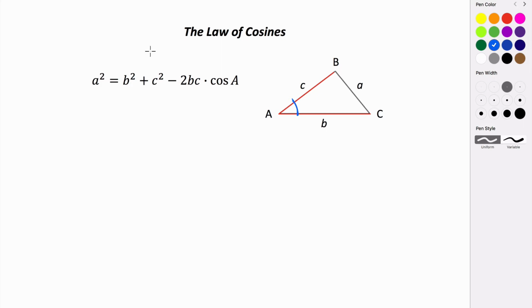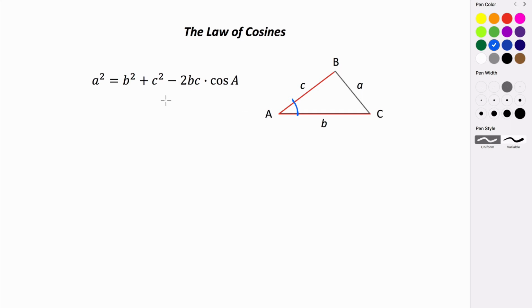So it kind of looks like the Pythagorean theorem, minus 2 times B times C times the cosine of our given angle. So that's the law of cosines. So it's A squared equals B squared plus C squared minus 2 times B times C times the cosine of our given angle. And that would be the law of cosines. So let's take a look at using the law of cosines to solve some triangles.